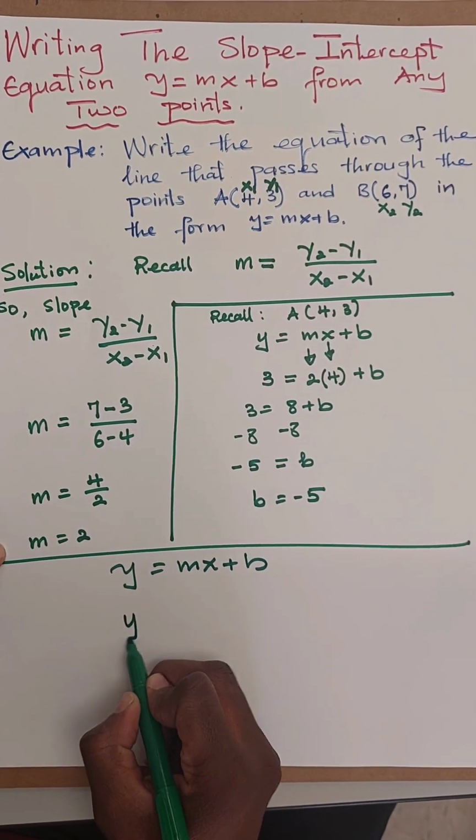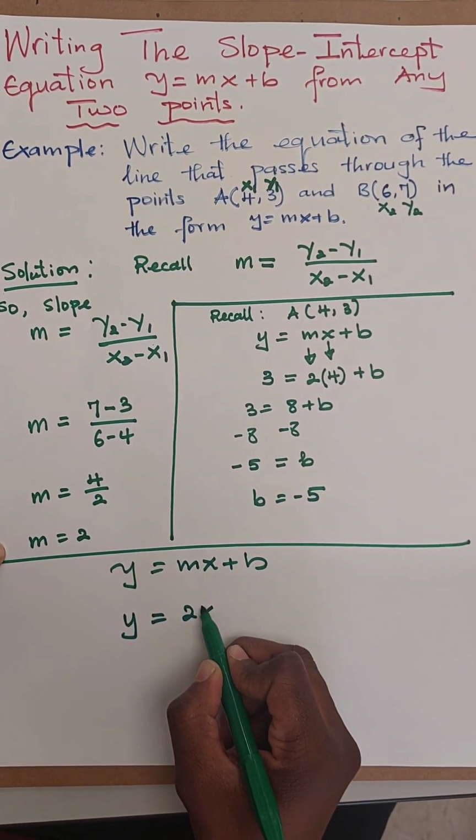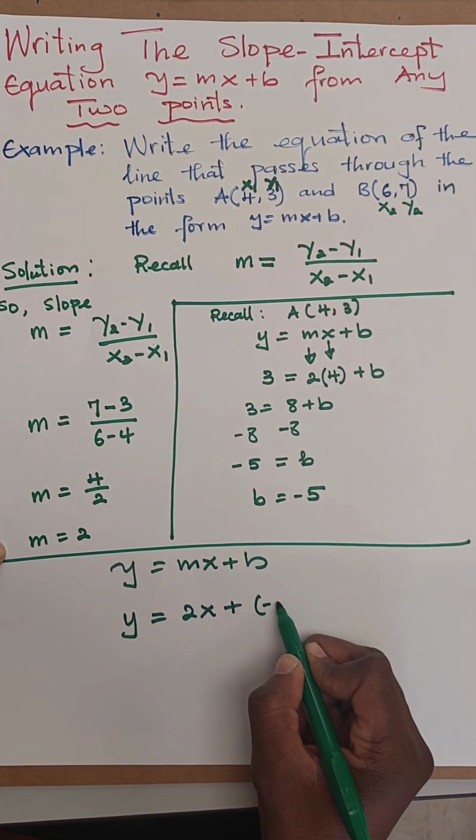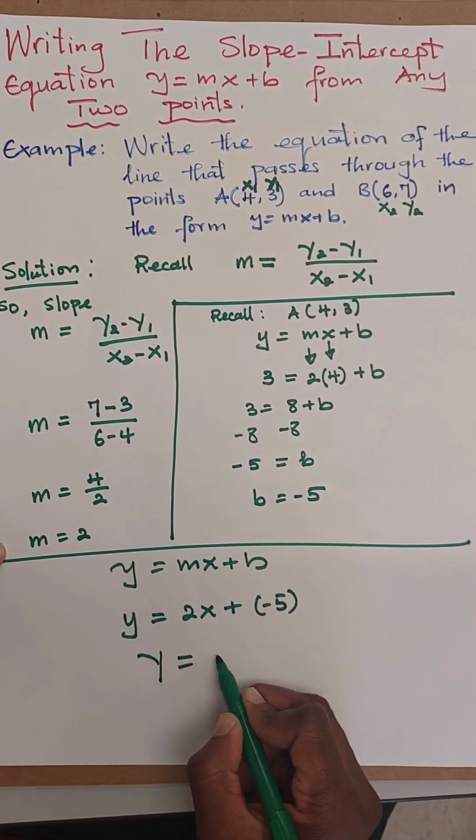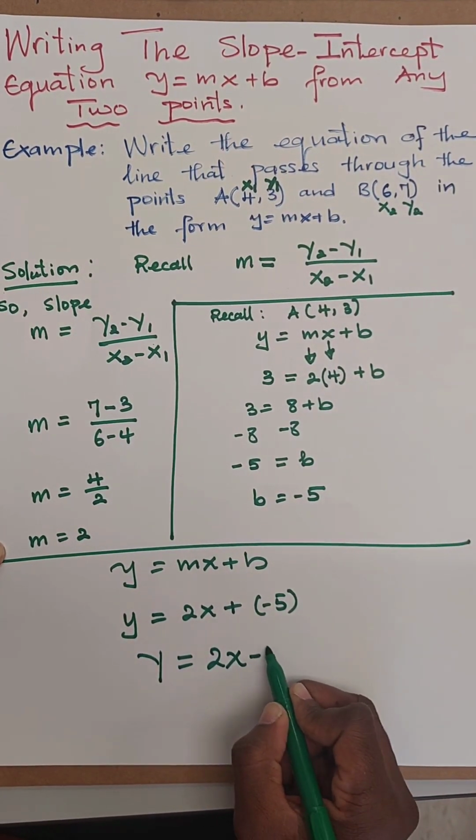So my equation is y equals 2x plus negative 5, which can also be written as y equals 2x minus 5.